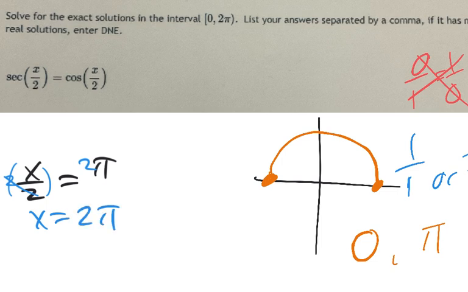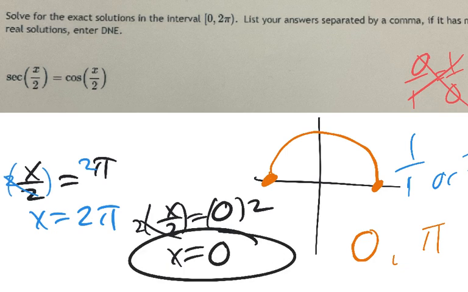But this is not a valid answer, because we're only going from 0 included to 2 pi not included. So 2 pi is not an answer here, because we go all the way up to 2 pi but don't include 2 pi. Right? Because parentheses, not bracket. So that leaves me with 0. I need x over 2 to be 0, times 2. There's my solution. Single solution. 0 is the solution. That's the final answer.